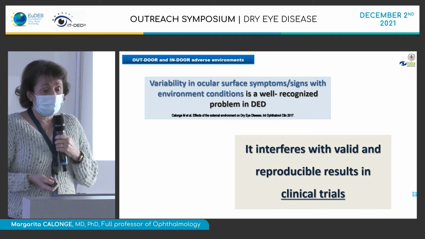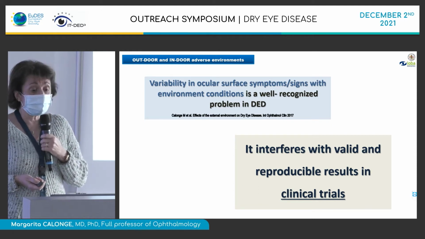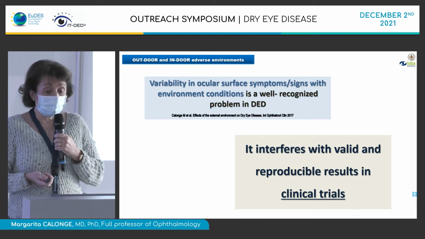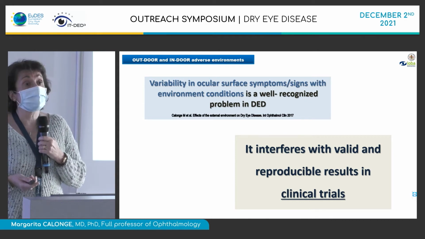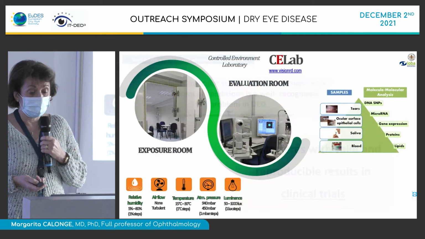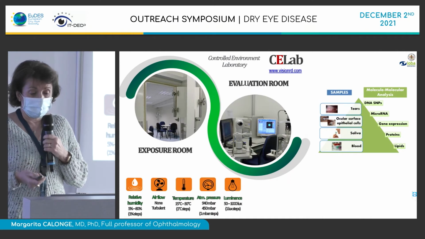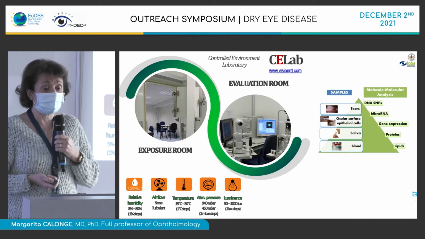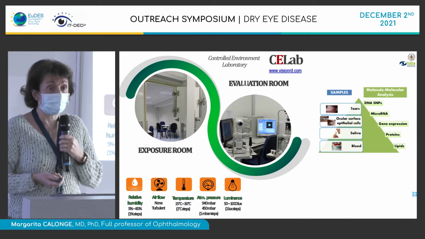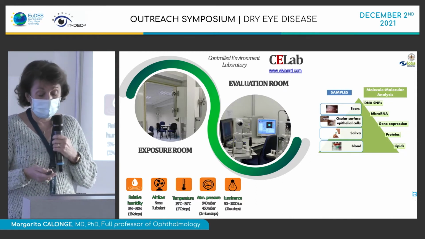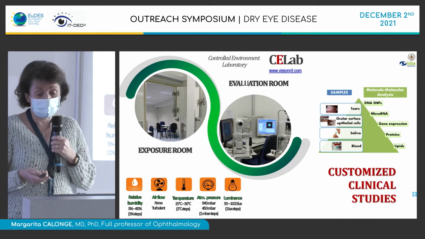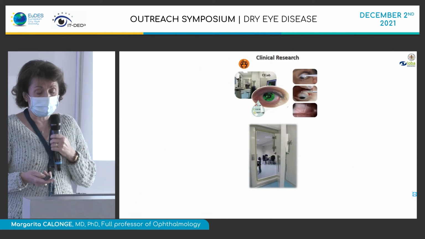So in summary, the variability in ocular surface symptoms and signs with environmental conditions is a well-recognized problem in dry eye, and the consequence is that it will interfere with valid and reproducible results in clinical trials. So one way to try to sort this out is to evaluate patients in controlled environmental laboratories where we can control all the variables, and we can do all kinds of tests there and take any kind of samples and actually customize our clinical studies.